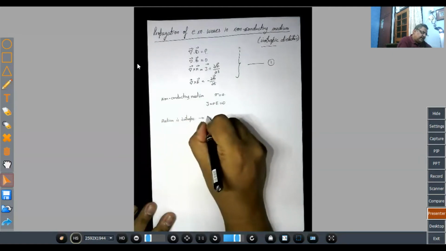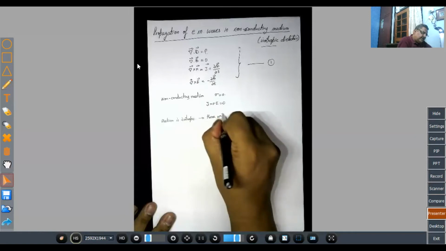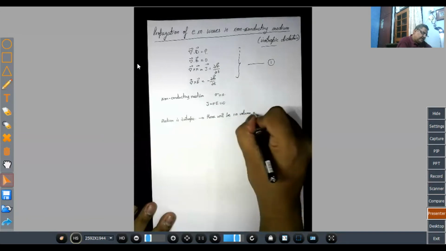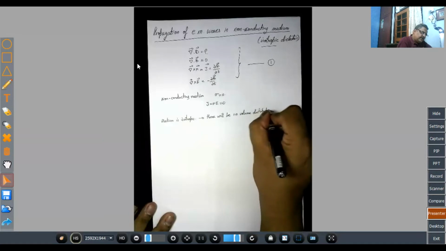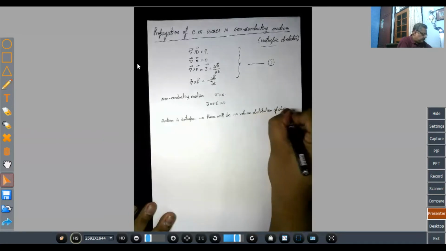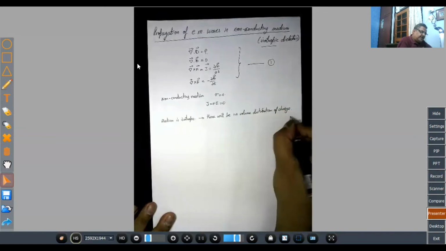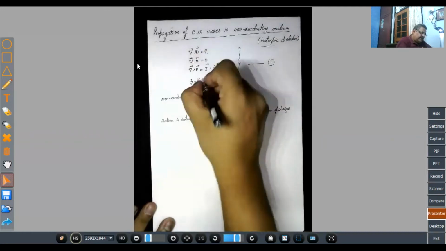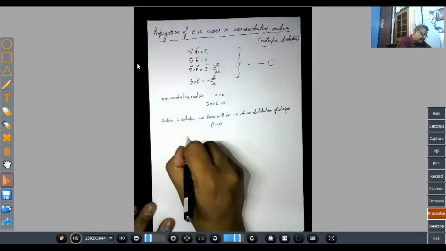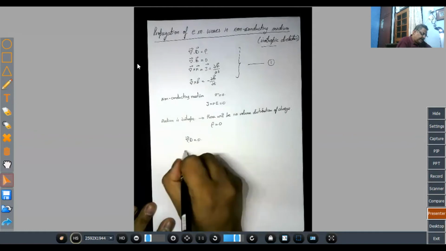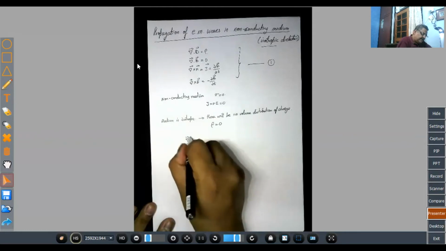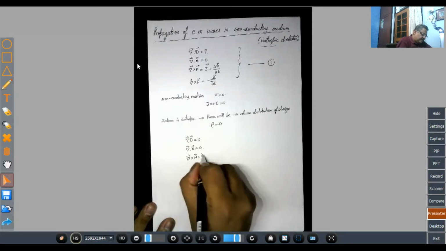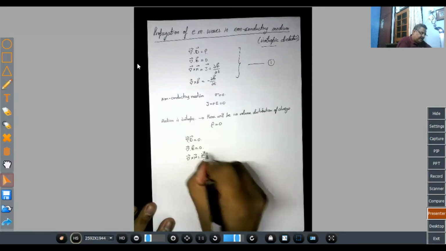this implies that there will be no volume distribution of charge. And since there will be no volume distribution, that means the density will be 0. In these two cases, these equations will reduce to the first equation will be the same. The second one will be 0. J will be 0.